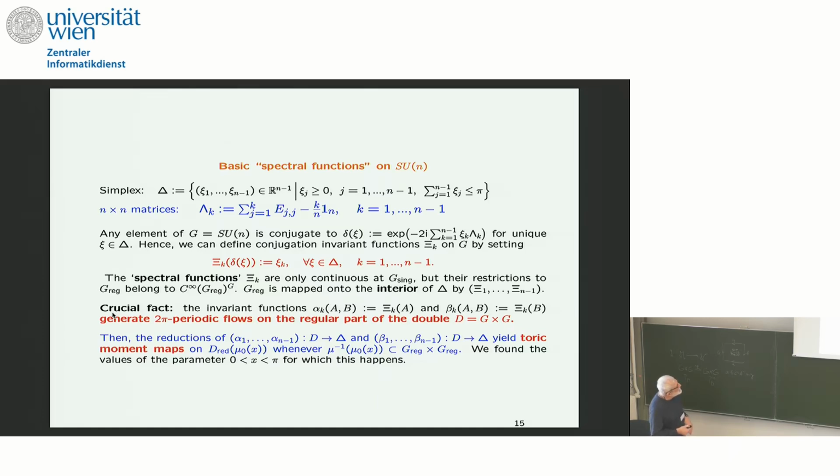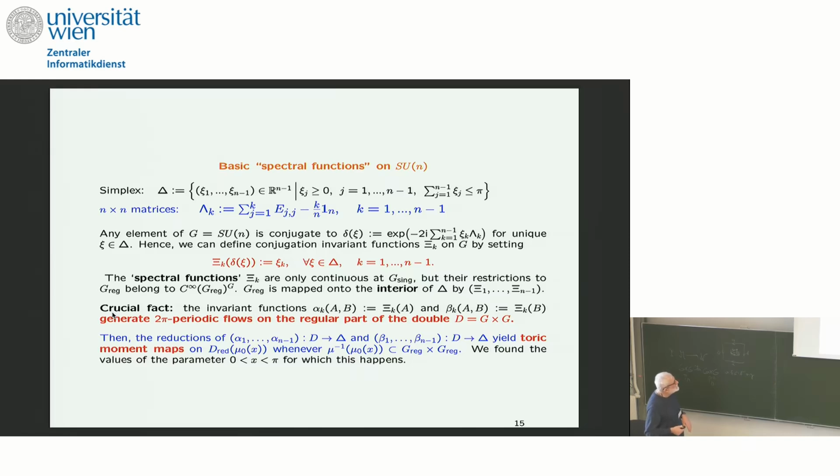Every group element is conjugate to a unique matrix of this form, so we can define an invariant function on SU(n) in such a way that capital psi_k of this diagonal matrix is just little psi_k, and it is supposed to be invariant, and then conjugation-invariance defines it. And this is actually an analytic function on the regular part of the group. And then we have two kinds of functions, alpha_k, which depend on A and B: we take the spectral function of the matrix A, or we take the spectral function of the matrix B. And the main thing is that when we are on the regular part of the double, where the two matrices are regular, then these functions define 2 pi periodic flows. I just need to compute their derivatives, and the derivative will have to do with the standard SL2 generators corresponding to simple roots, and it is easy to calculate.